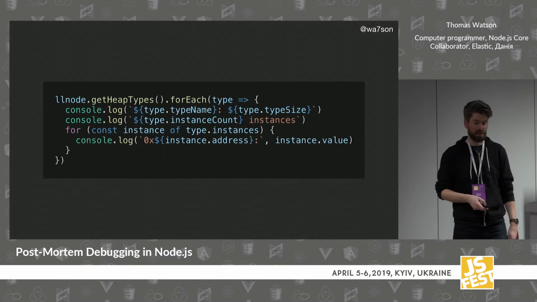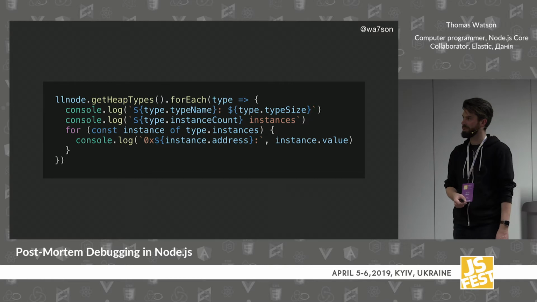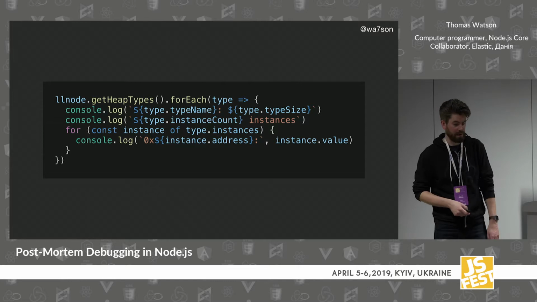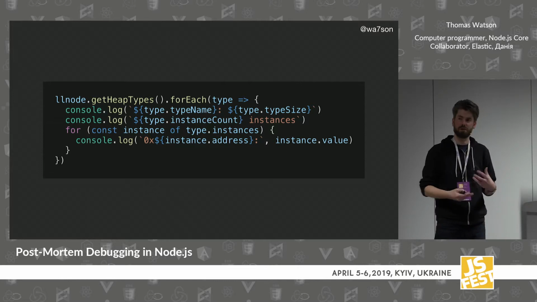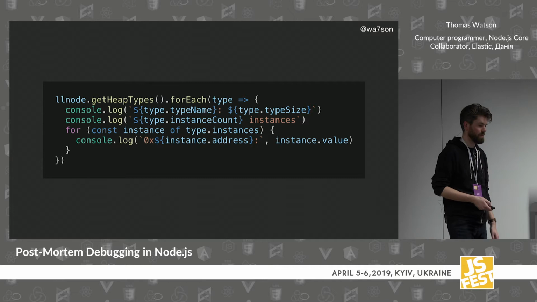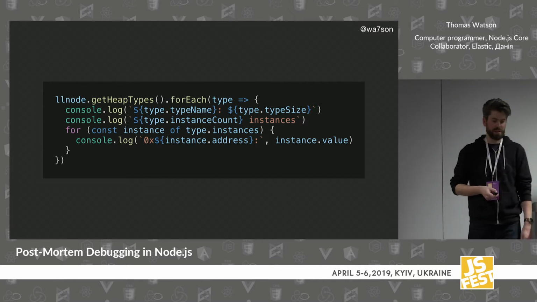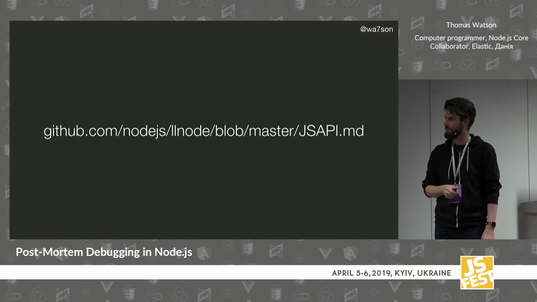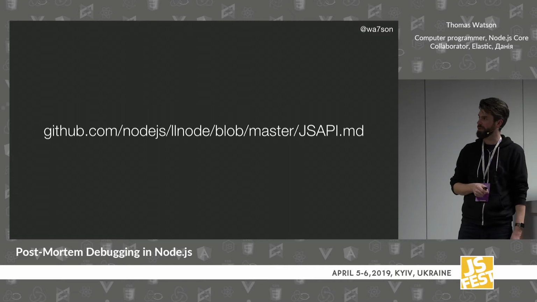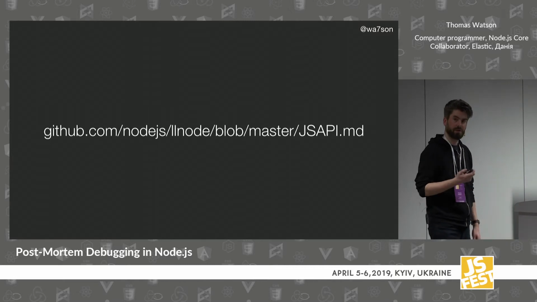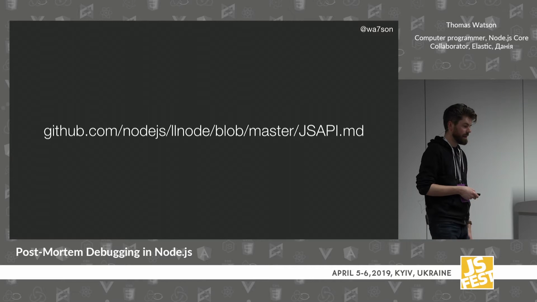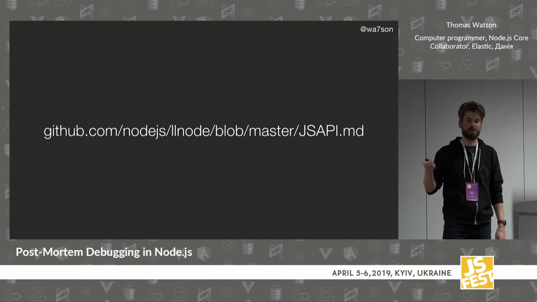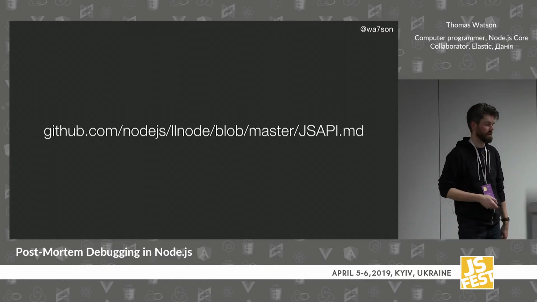Or you can, for example, get the heap, look at all the types in the heap, and print out all the instances of all the types in the heap. So you can actually make some more clever tooling on top of this to make it easier to work with. Currently the API for this is located on GitHub. There is a JS API markdown file in the root of the repository that you can look at to see the full API. This is still a work in progress, but I think this is going to be really exciting and allow people to write really awesome tools on top of llnode.